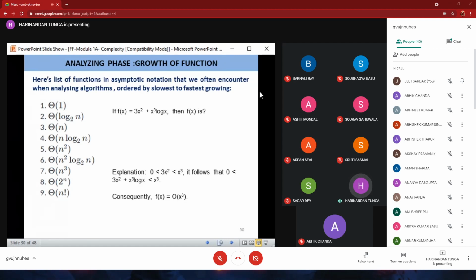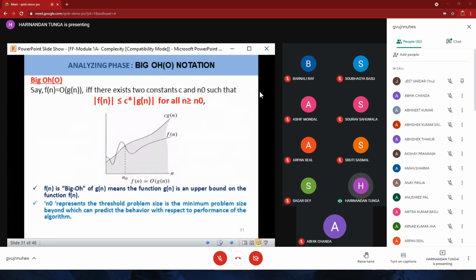Now 0 is less than 3x square, which is less than x cube, and similarly it follows that 0 is less than 3x square plus x cube into log x, which is less than x cube. So 3x square plus x cube into log x lies between 0 and x cube. So f(x) is equal to order of x cube. How it is possible, we will discuss briefly later on in Big-O notation.